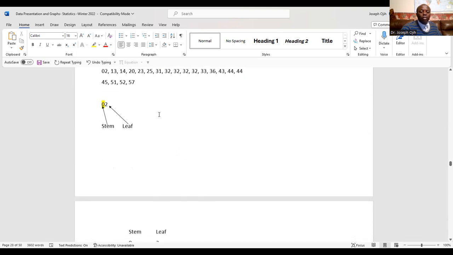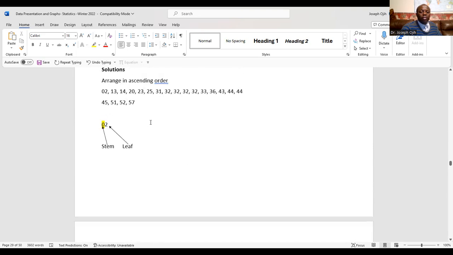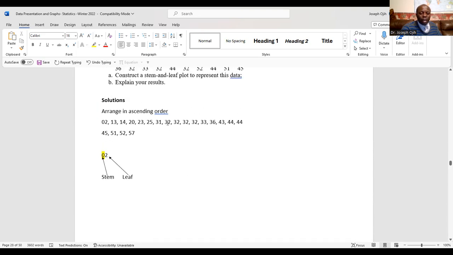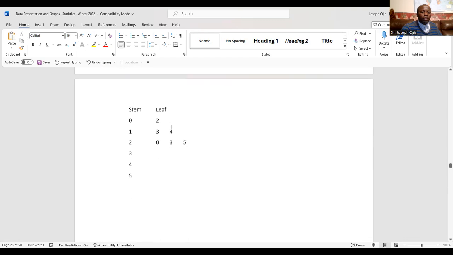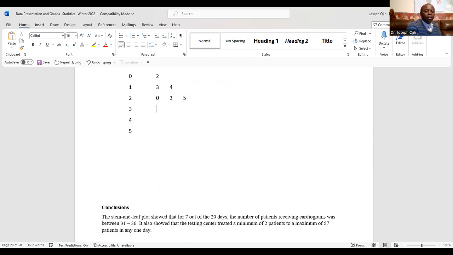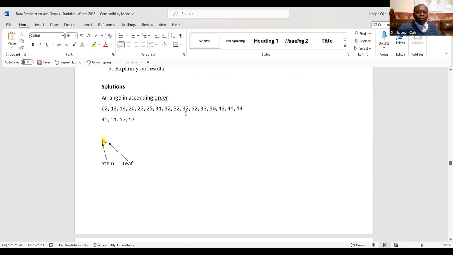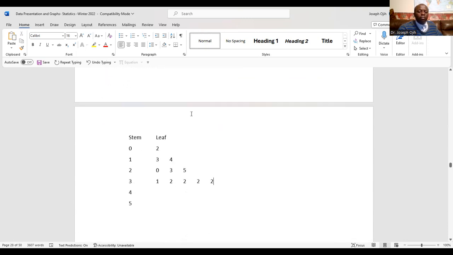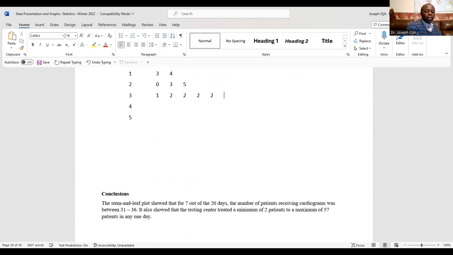Then we have 31. We have 3 here already, so you put 1. Then you have 32. How many times? 1, 2, 3, 4. So 32 appears 4 times. So 31, 32, 32, 32, 32. Then we have 33 and 36. So you put 3 and 6. That's it for that one.